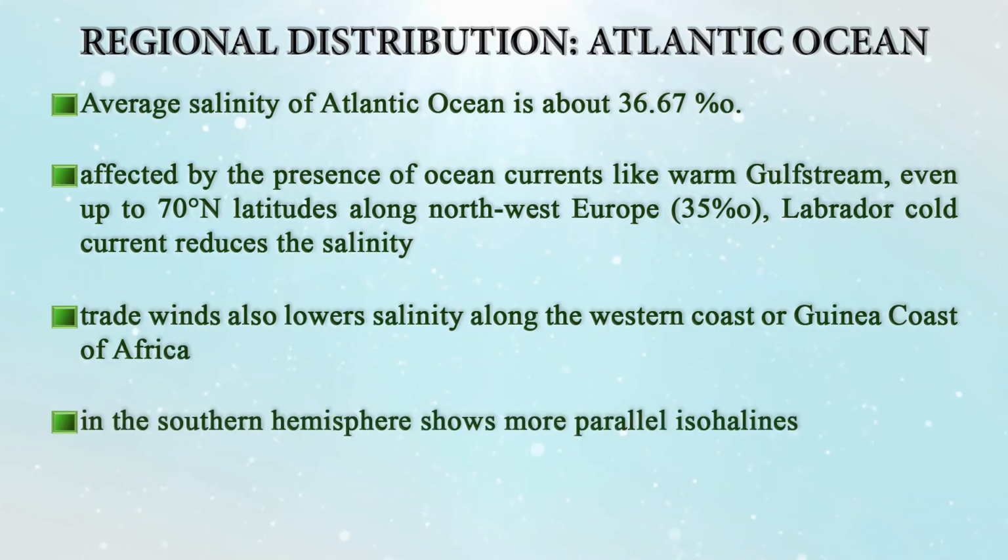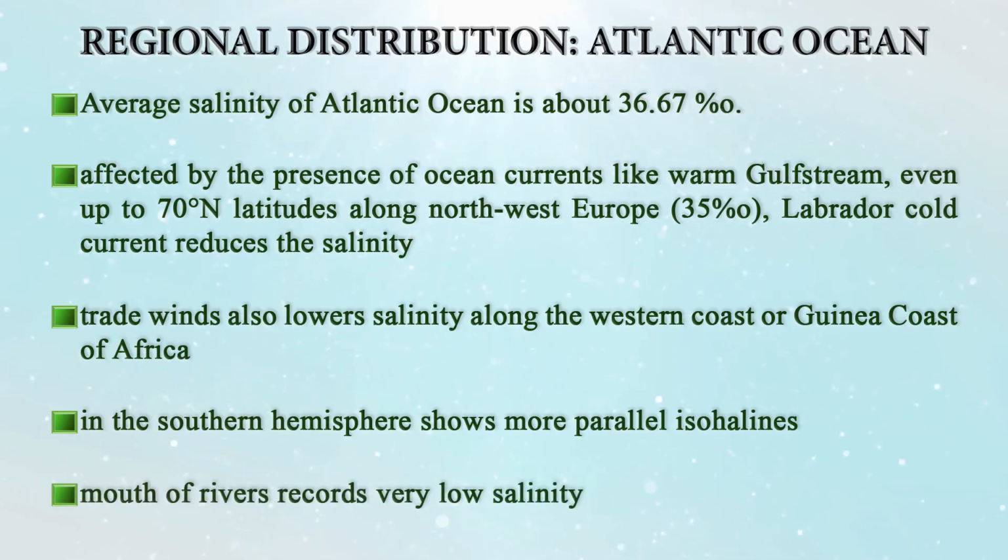In the southern hemisphere, you can see in the Atlantic Ocean that isohalines are more or less parallel in all the oceans, and the mouths of the rivers have low salinity. So these are the important points you should remember while studying the salinity of the Atlantic Ocean. Let me come to the figure over here.